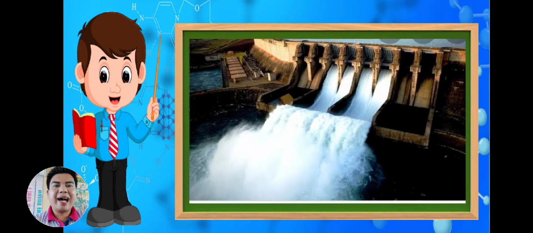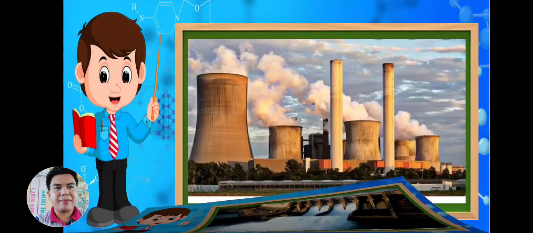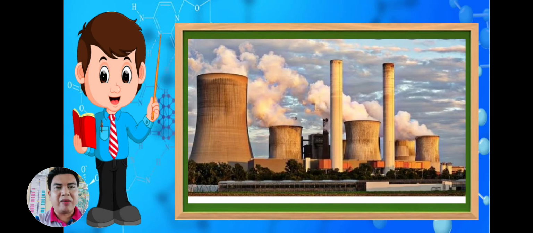Let us have now the hydropower plants. Hydropower plants. We use the current of water in order to form electric power or electrical energy, which is more economical to all of us. We use electrical power coming from the power plants. But sad to say, some plants are very dangerous to human health. I'm talking about the nuclear power plant. This is a nuclear power plant.